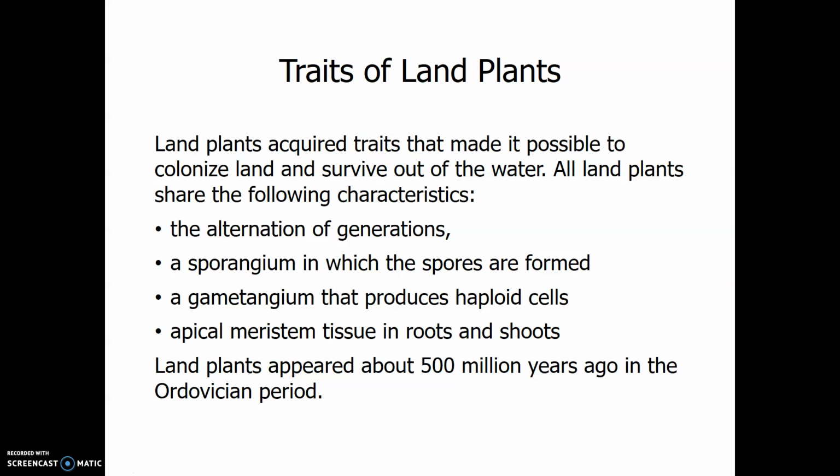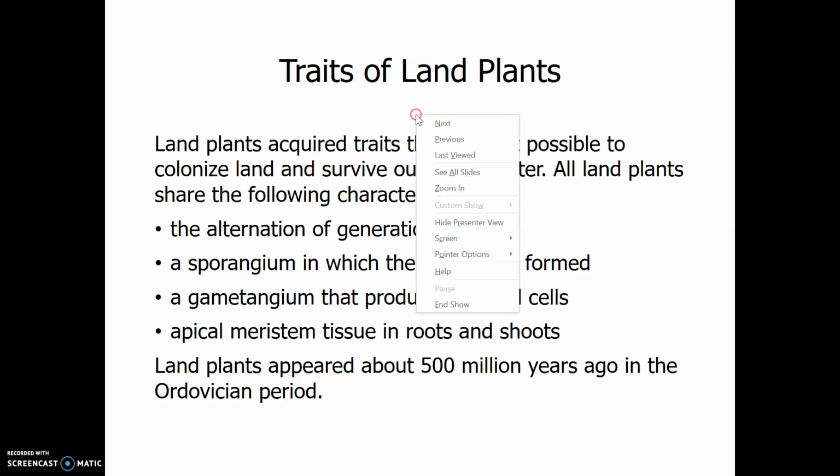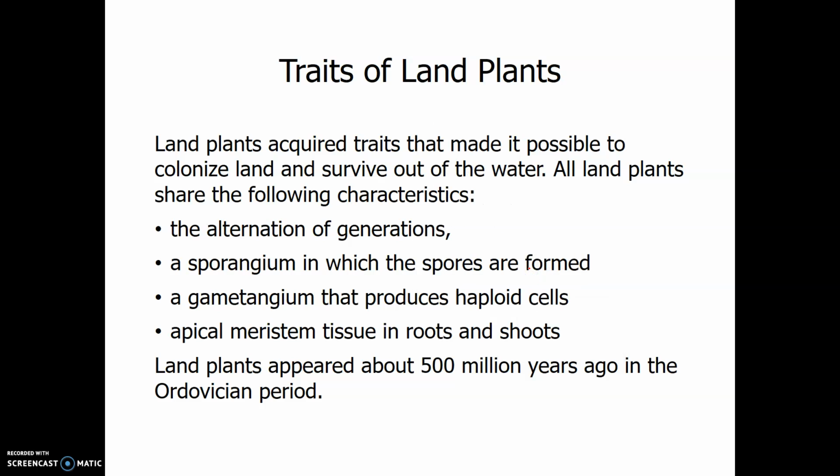Okay, there we go. All right, so plants are basically divided into 4 types. There are plants that have vascular tissue.